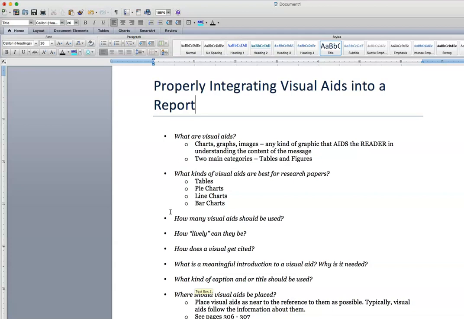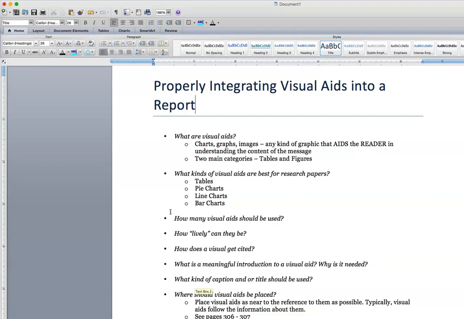Okay, so what kinds of visual aids are best for research papers? Well, there are many kinds, and it depends on what you're doing. Our book covers the majority of the more popular types of graphics that you can use. But basically, there's two main categories. There's tables and there's figures. So tables are tables, you know, they're cellular blocks, and everything else is a figure. If you can remember that, then you'll be good for business writing.